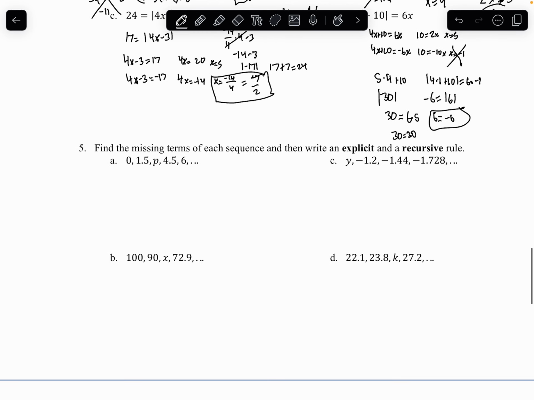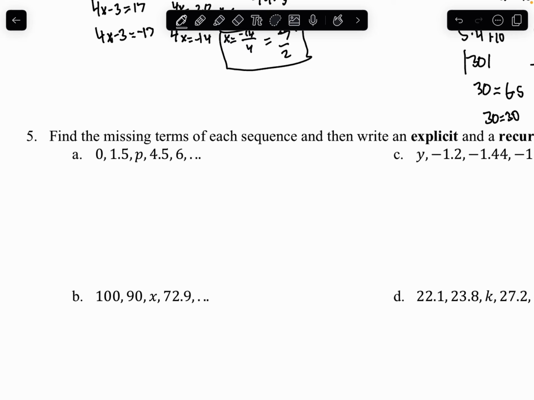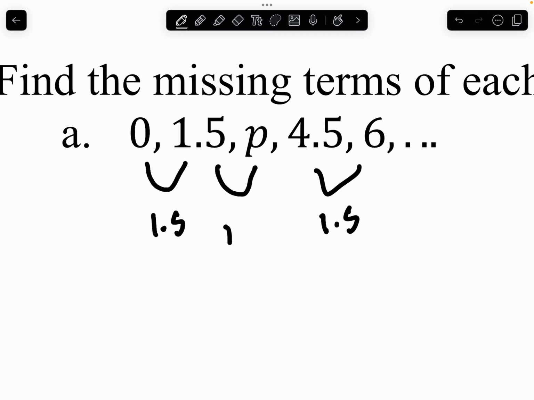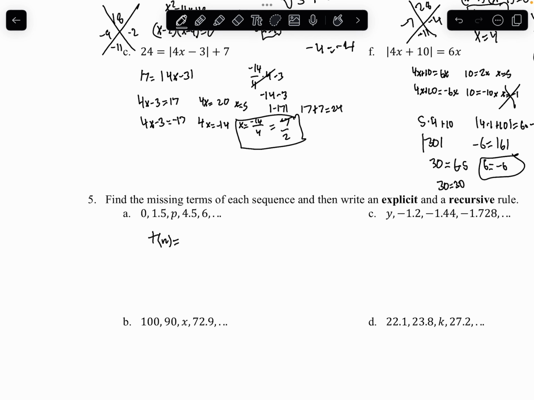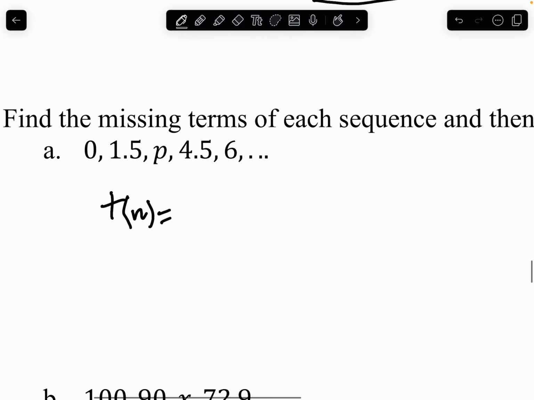Now I'll do the last problem, find the missing terms of the sequence. So it goes from 0 to 1.5 to p to 4.5. I know it's going up 1.5 here, it's going up 1.5 here, so it must be going up 1.5 here and here. So I'm going to say it's adding 1.5 every term. So we're going to write T of n, because T of n is the thing they use for explicit and recursive, or I mean geometric and arithmetic.